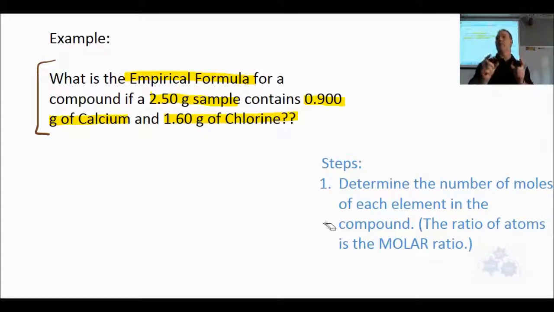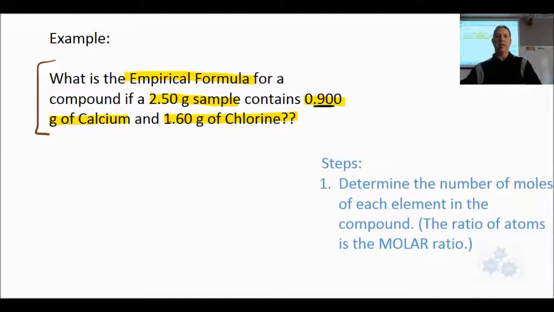It's by moles. And we talked about that when we first talked about these formulas and when we talked about the mole just recently. So in a formula, if it was Ca1 and Cl2, those numbers would be a molar ratio. So we're going to find the number of moles of each. So let's go ahead and do that.